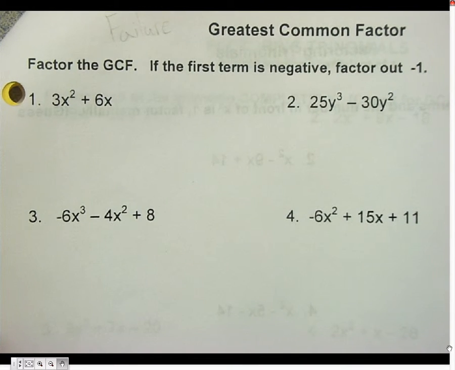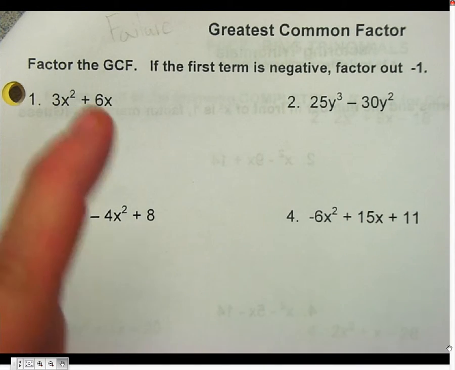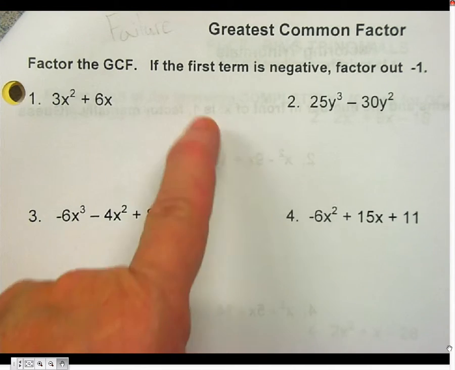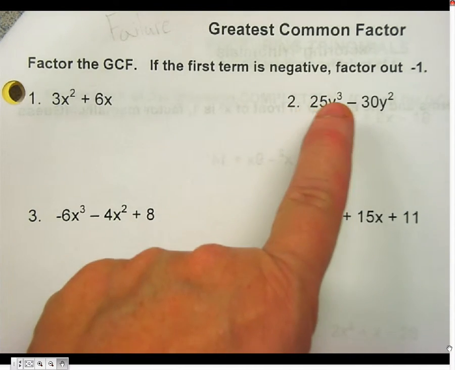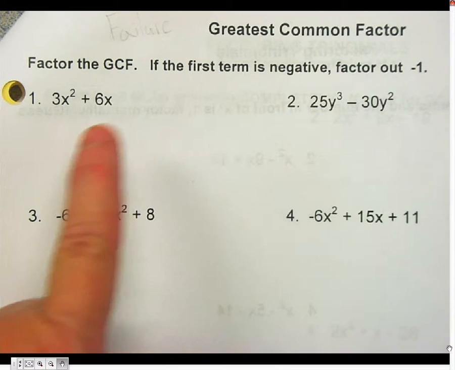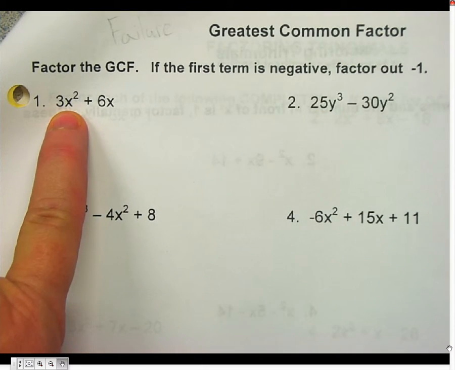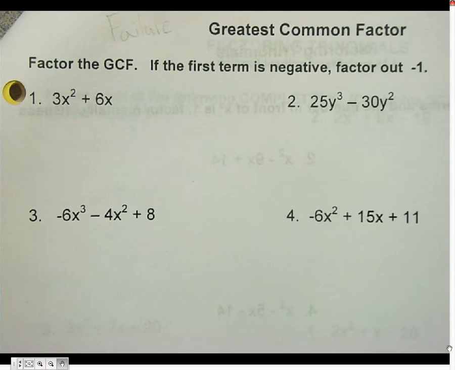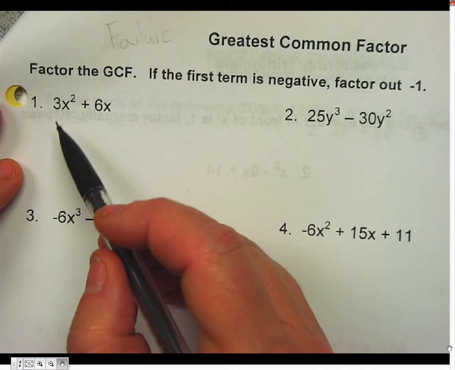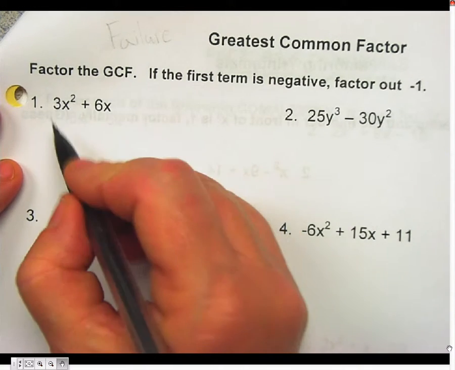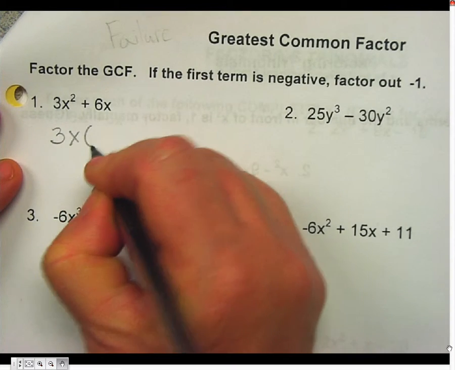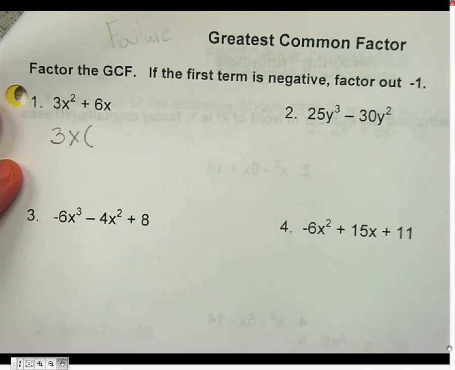Okay, so greatest common factor. It says factor the GCF, which stands for, right? And if the first term is negative, factor out a -1. So do we have a negative on the first term on this one? No. What number do we have? 3, and 6. All right, so what would be the greatest common factor of 3 and 6? 3. What about the x's? 3x. Okay. Now, you got to do the parentheses.